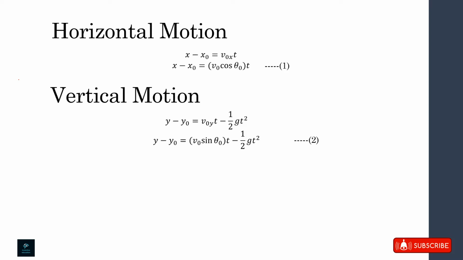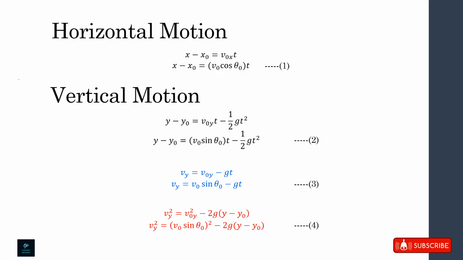The velocity in the y direction changes with time according to the relation vy equal to v0y minus g t. Now again putting v0y equal to v0 sin theta 0, we get vy is equal to v0 sin theta 0 minus g t. We will label this equation as equation number 3. Similarly, we can find the relation between the y component of velocity and the position in the y direction by using the relation vy square is equal to v0y square minus 2g times y minus y0. Putting the value of v0y, this becomes vy square is equal to (v0 sin theta 0) square minus 2g times y minus y0. We will label this equation as equation number 4.